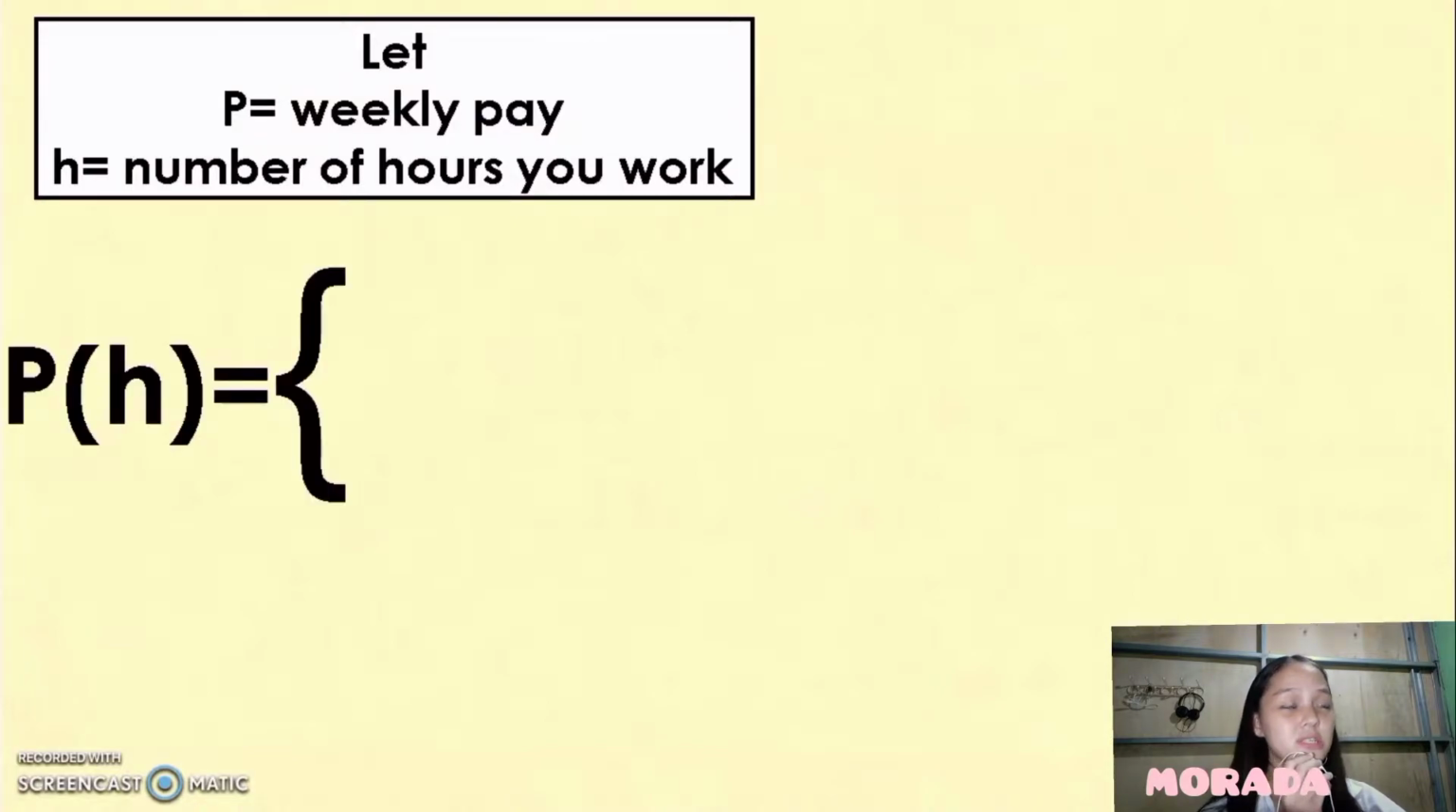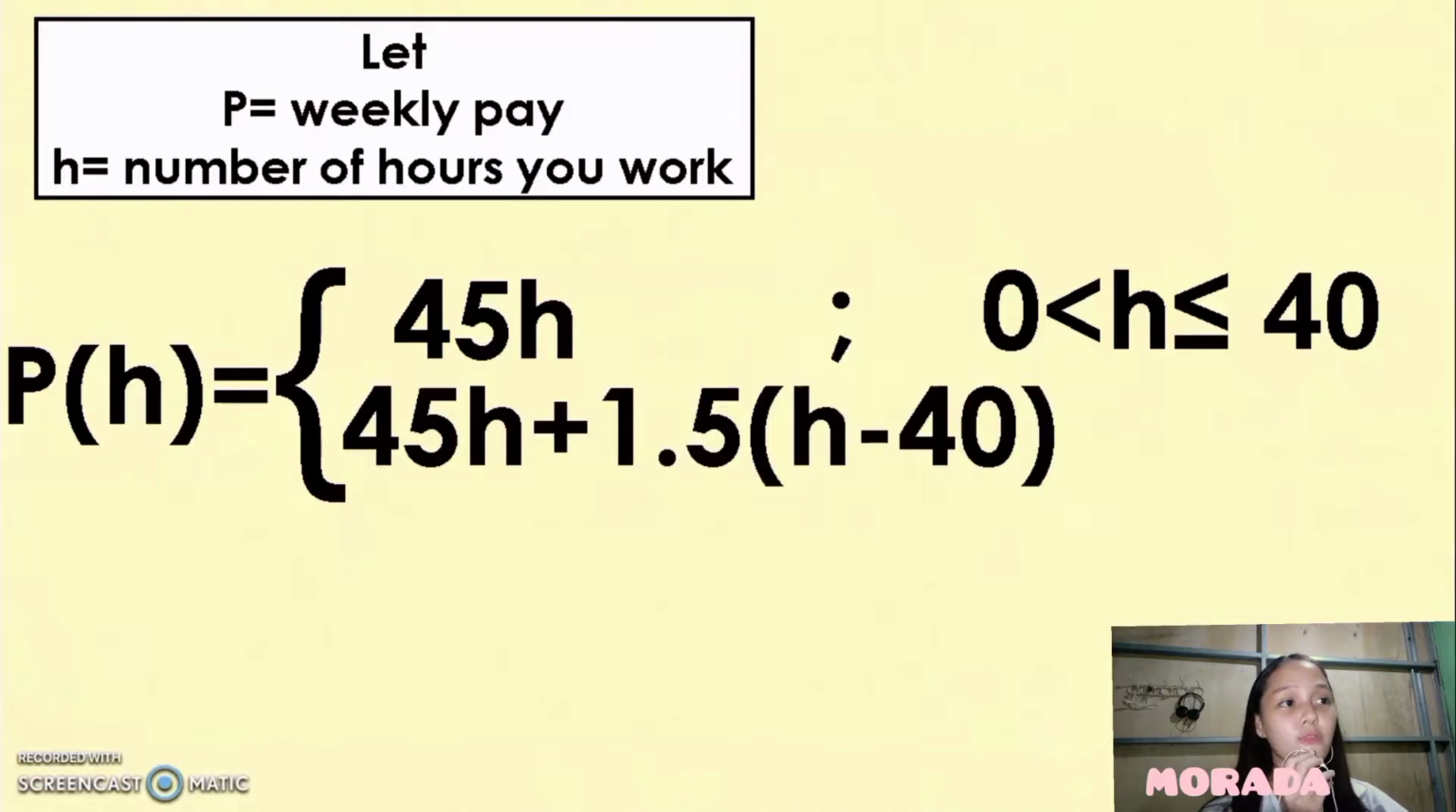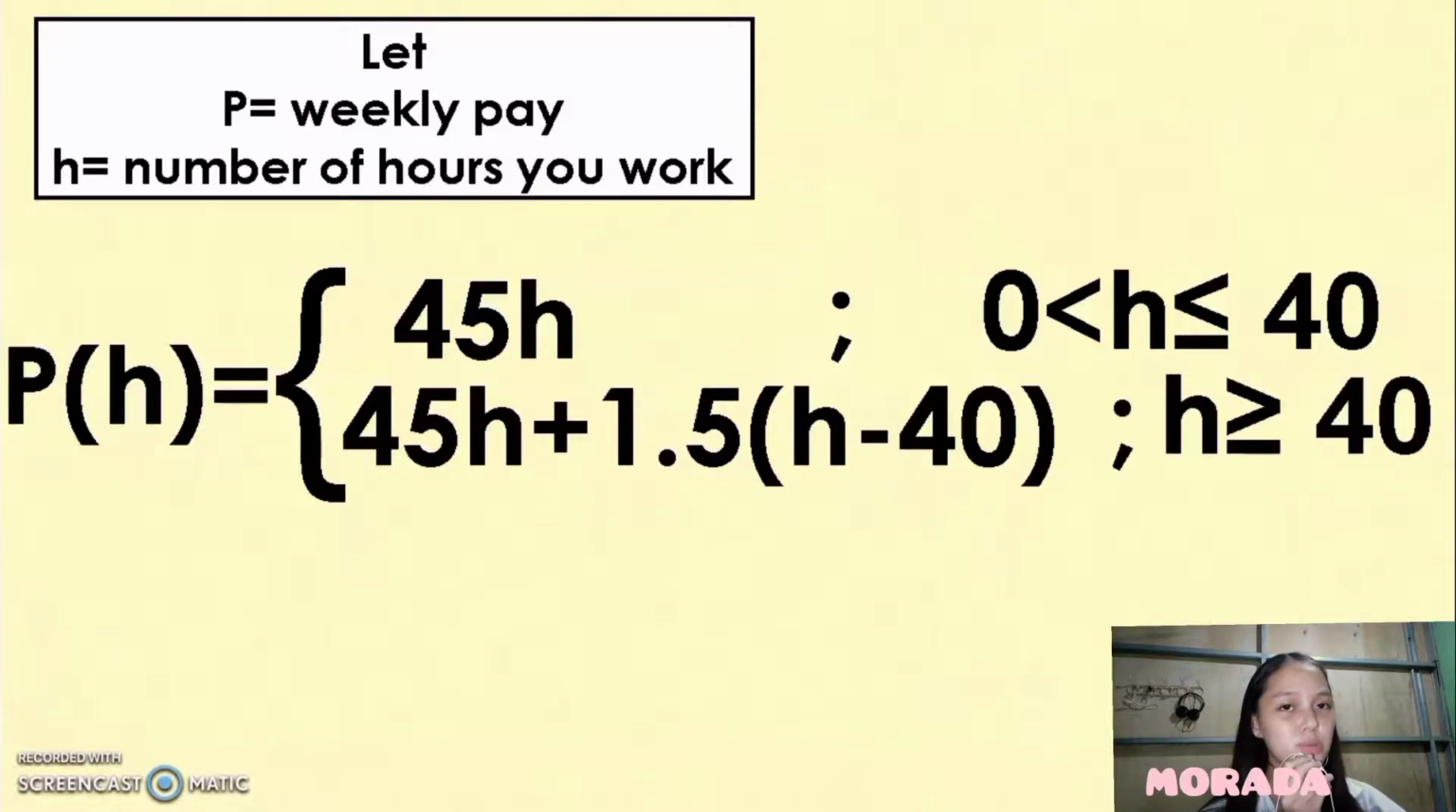So P of H is equal to 45 times H if H is greater than 0 but less than or equal to 40. And P of H is equal to 45 times H plus 1.5 times (H minus 40) if H is greater than or equal to 40.